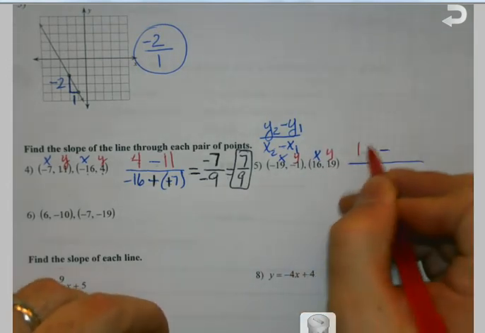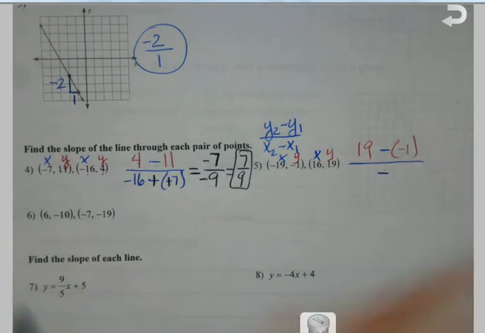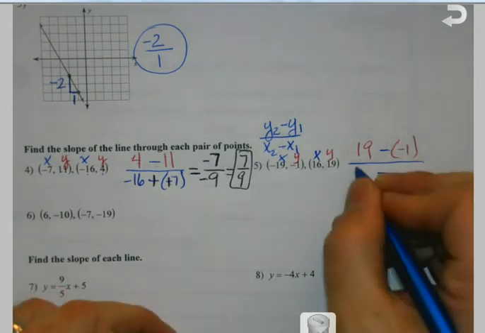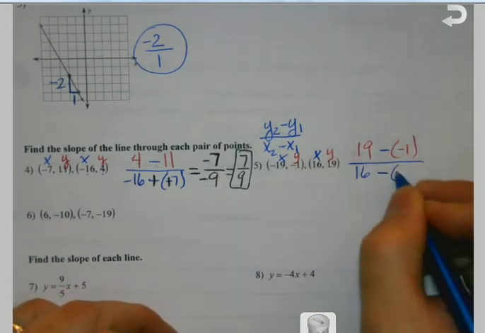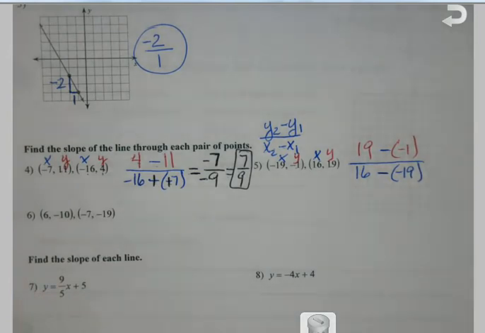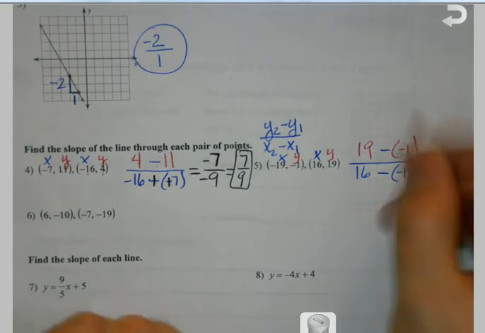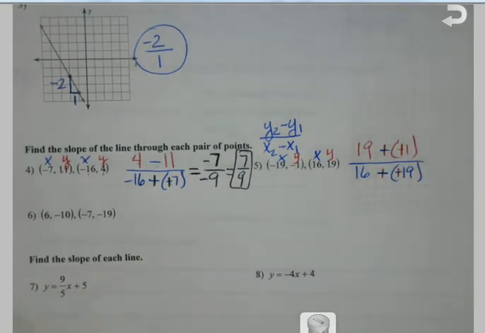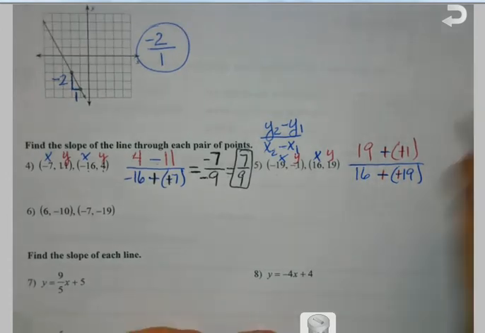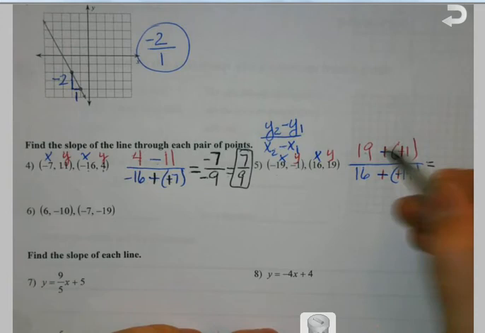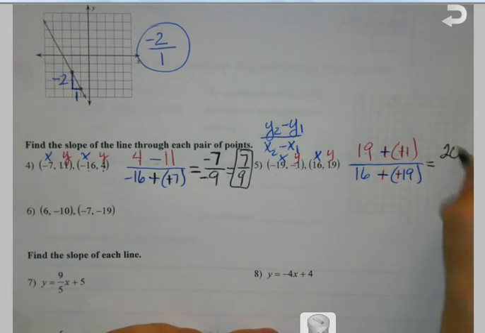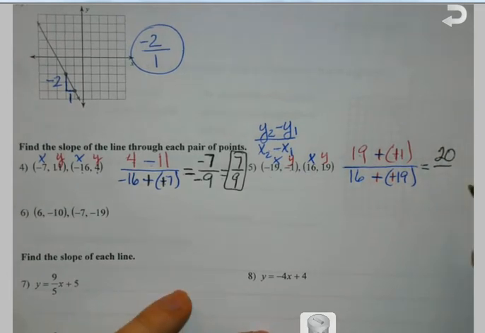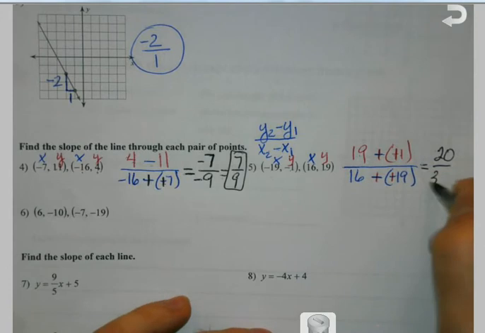So 19 and negative 1 and 16 and negative 19. And again, that's why I put my minuses in ahead, so I don't make any boo-boos here. So let's see here. Minus and negative becomes plus, or I could put it on the calculator. Is it negative 24? Well, let's see. If that becomes plus, this is 19 plus 1. I mean, not negative 20. So that'd be regular old 20. And then 16 plus 19 is 35.